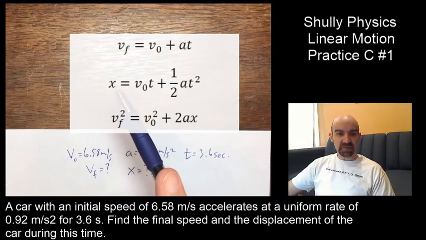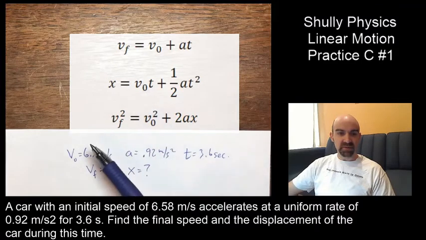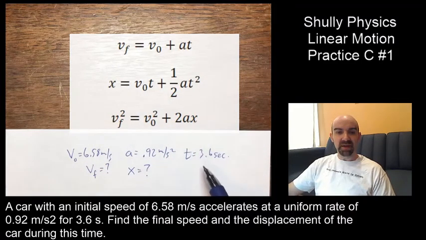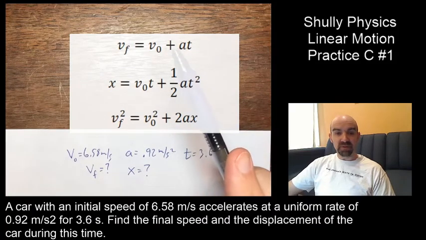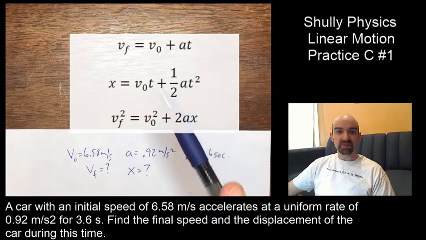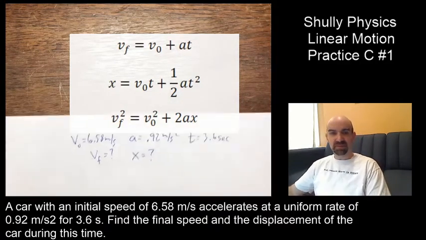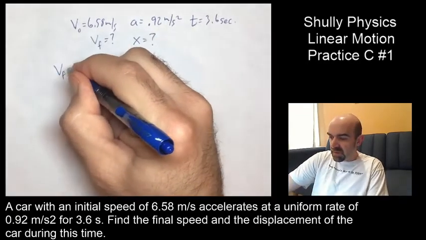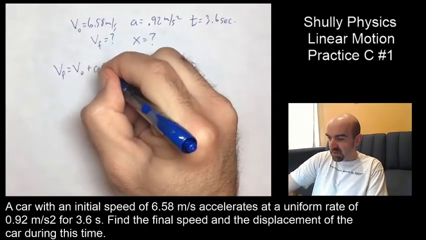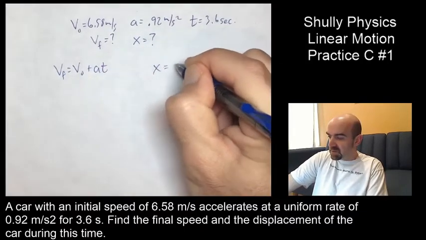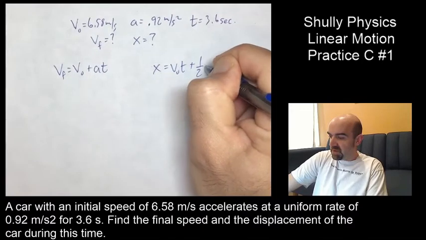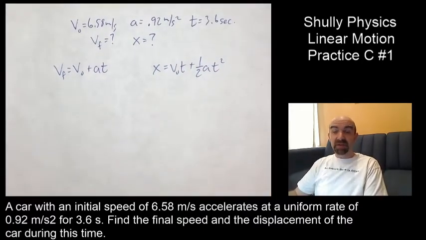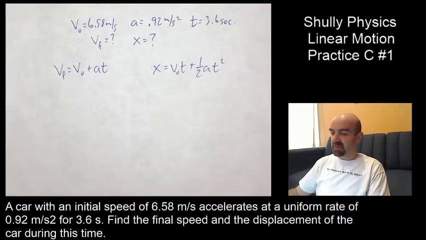But how about the second equation? X equals initial velocity, we got that. Time, we got that. Acceleration and time, and we have both of those. So we can use the first equation to figure out the final velocity, and the second equation to figure out the displacement, the x. So I'm going to go ahead and write those down one at a time here. VF equals V0 plus AT, and x equals V0t plus 1/2 AT squared. Get in the habit of writing them down because this makes the next step super easy.